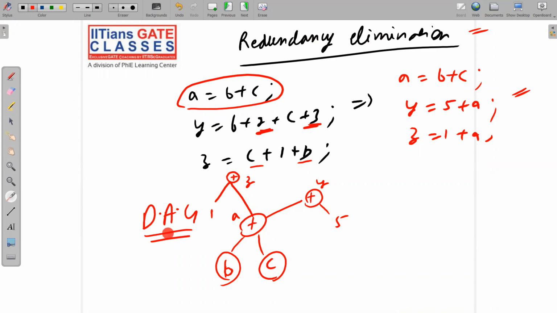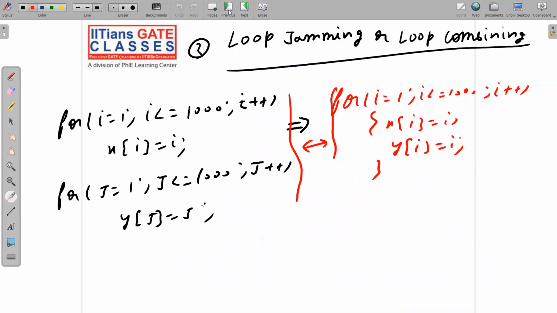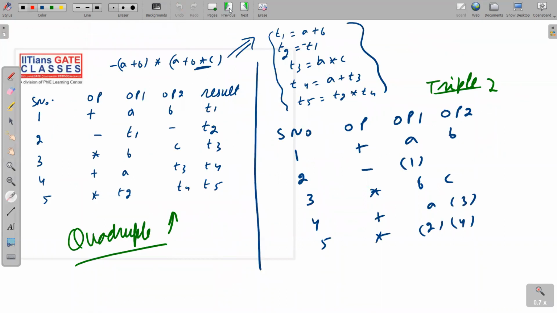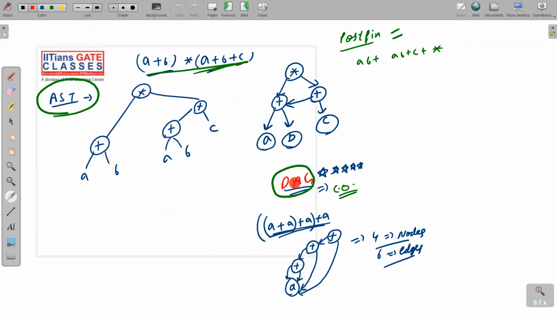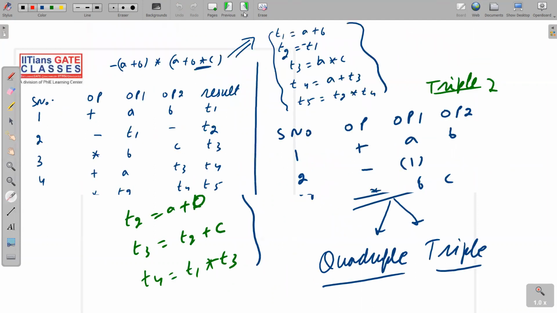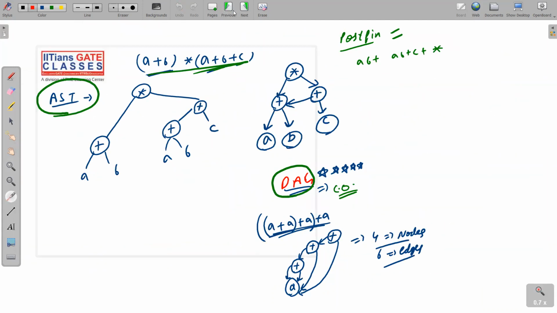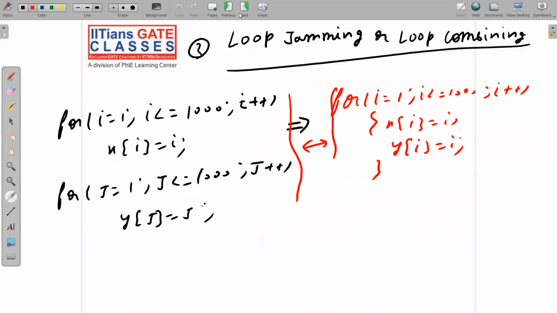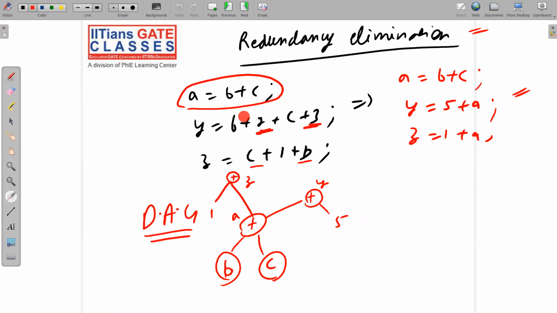Redundancy elimination is done with the help of DAG, that is directed acyclic graph. That's it. This question has been asked many times, that's why I have told you. Redundancy elimination code optimization technique, which data structure is used? DAG, directed acyclic graph. I have told you a few slides back that DAG is used in code optimization. DAG is actually an intermediate code generation type, and it is used in code optimization also. How it is used, I have told you.